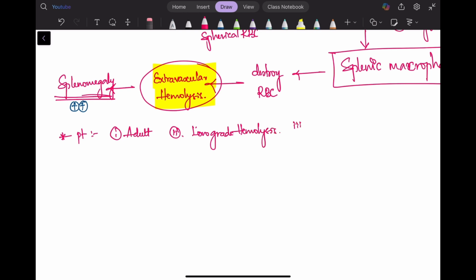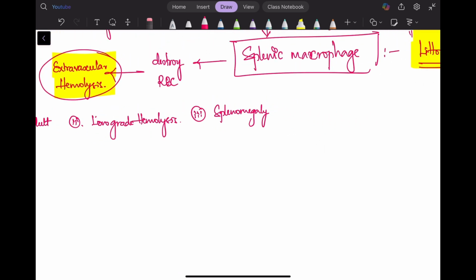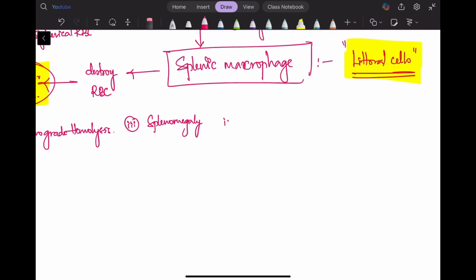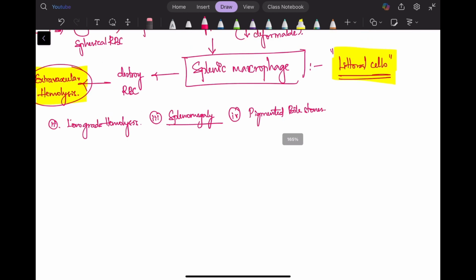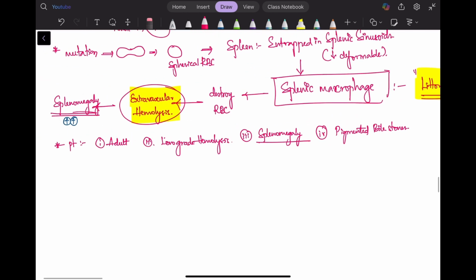Then ice cream, he says, I loved ice cream a lot, so I ate a lot, so now I became fat. Then what happens? Pigmented bile stones. Okay, so the patient presents as an adult with low grade hemolysis, splenomegaly, pigmented bile stones.